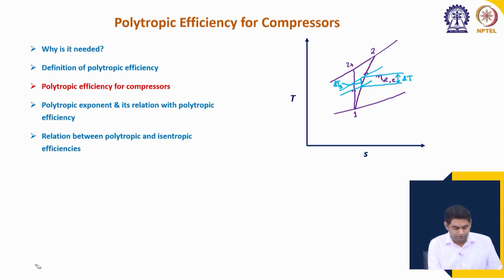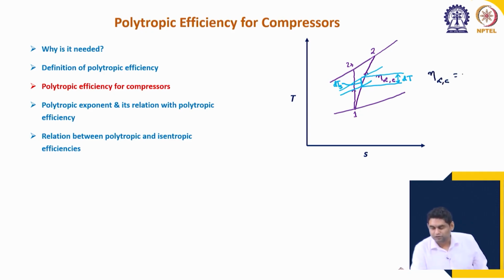So, polytropic efficiency by definition, we have written as dTs by dT. Okay.